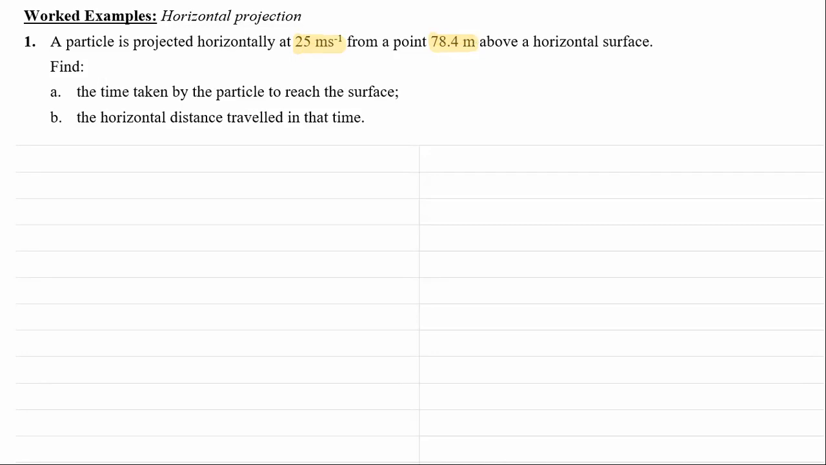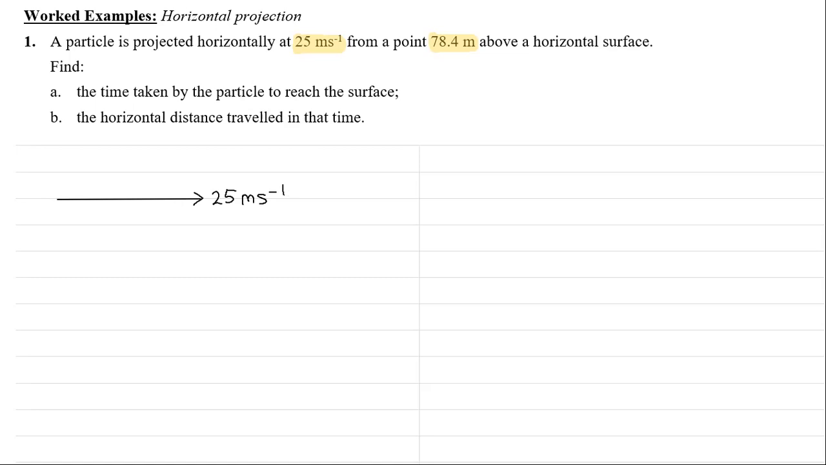It's a good idea to draw what's going on so you can see and then decide what your frame of reference is going to be. So we've got a horizontal line. That will be my velocity vector going to the right, and that's 25 meters per second. And then it's going to descend 78.4 meters.